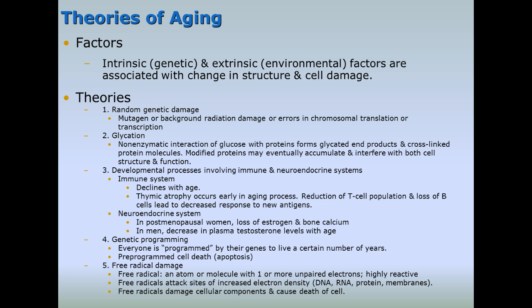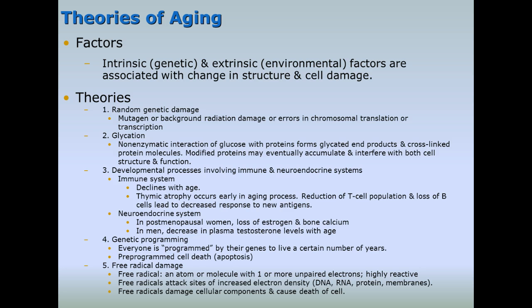The next one is glycation. We've learned in the past about the glycation of the hemoglobin in the hemoglobin A1C. Well, as things are exposed to more and more sugars over time, we end up with a glycated end product, or a sugaring thereof. These modified proteins eventually accumulate and can interfere with both cellular function and structure. So eating that excess sugar is probably not going to help you live any longer.